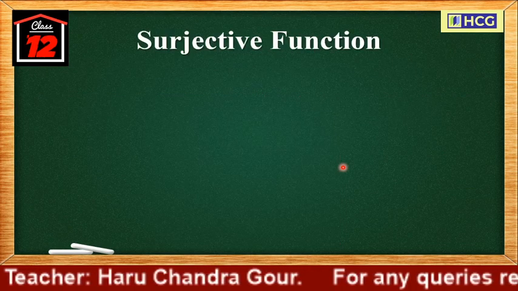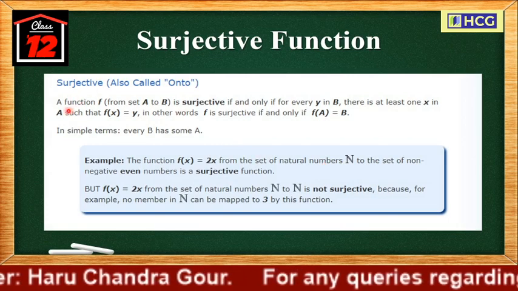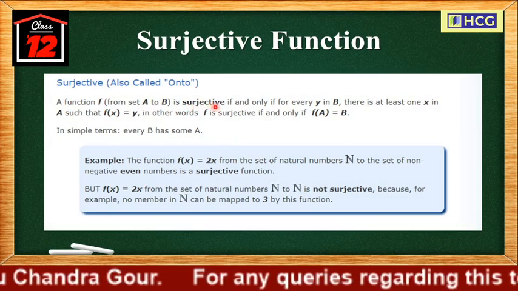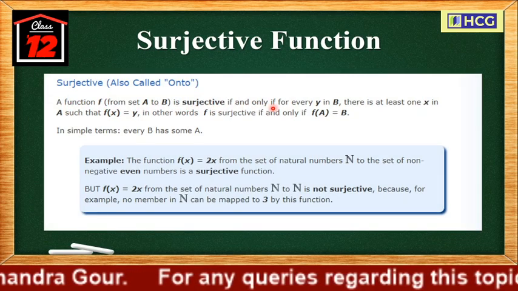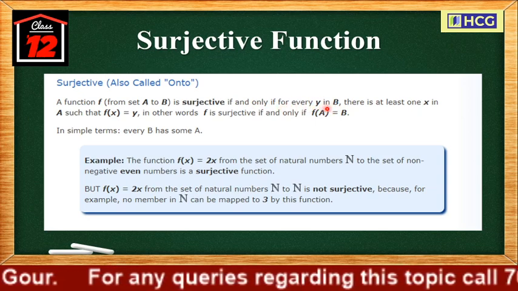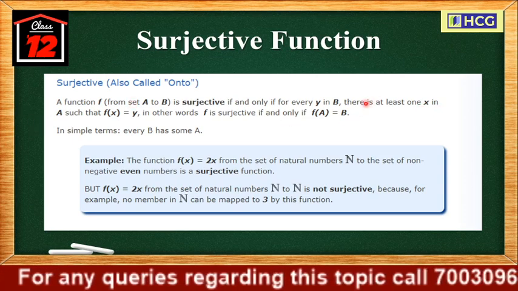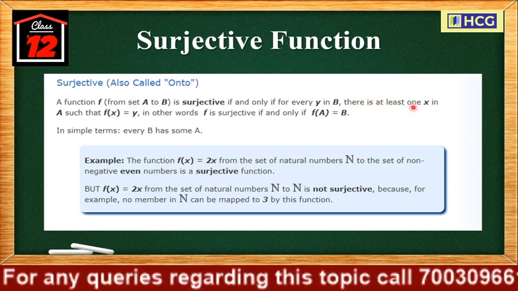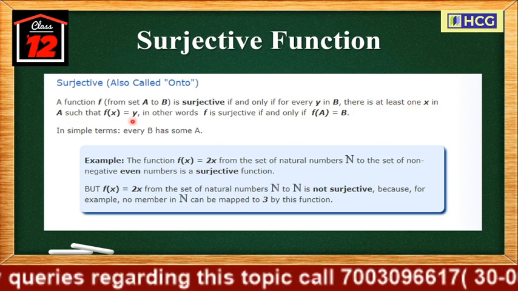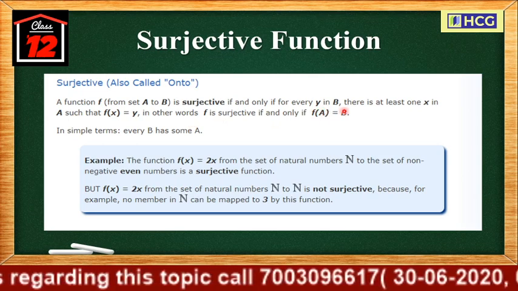Now next we define a surjective function. A function f from a set A to B is surjective if and only if for every y in B, there is at least one x in A such that f(x) equals y. In other words, f is surjective if and only if f(A) equals B.